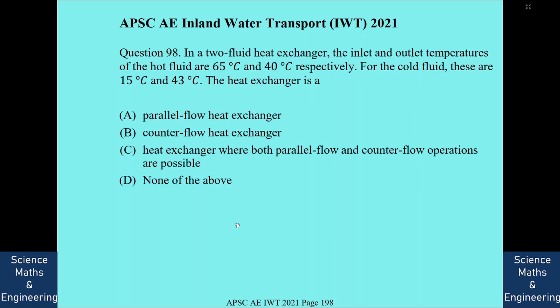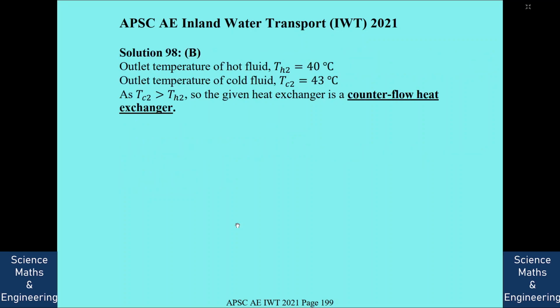Next, in a two fluid heat exchanger, the inlet and outlet temperatures of the hot fluid are 65 degrees centigrade and 40 degrees centigrade respectively. For the cold fluid, these are 15 degrees centigrade and 43 degrees centigrade respectively. The heat exchanger is a, so the answer is cross flow heat exchanger, because the outlet temperature of hot fluid is 40 degrees centigrade and the outlet temperature of cold fluid is 43 degrees centigrade, which is not possible for a counterflow heat exchanger.